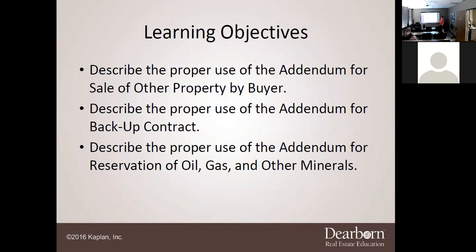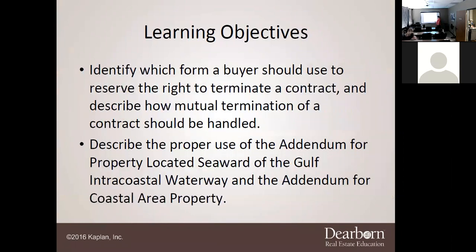So the learning objectives are going to be: describe the proper use of the addendum for sale of other property by the buyer. We're going to describe the proper use of the addendum for a backup contract, and the proper use of the addendum for reservation of oil, gas, and other minerals. Identify which form a buyer should use to reserve the right to terminate a contract, and describe how mutual termination of a contract should be handled.